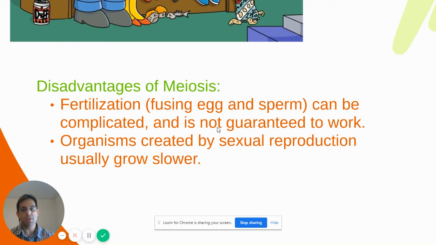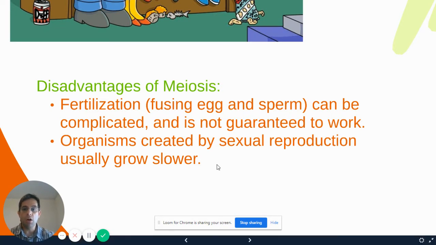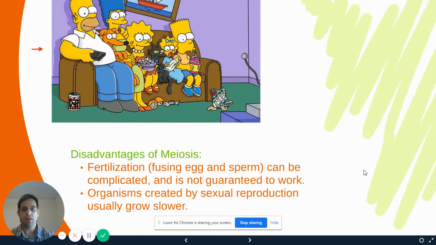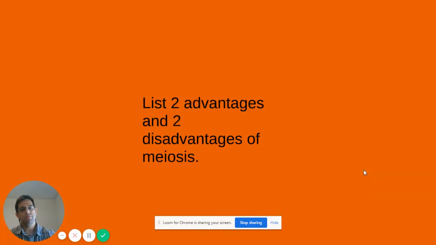Organisms created by sexual reproduction usually grow slower. It's a complex mechanism, so of course it takes more time, right? Different from mitosis, where every time you slap your skin, some cells die, and very fast by mitosis, by just copying the genetic material, you rapidly have the creation of new cells. Okay? Well, if you can list two advantages and two disadvantages of the meiosis process, you're good.